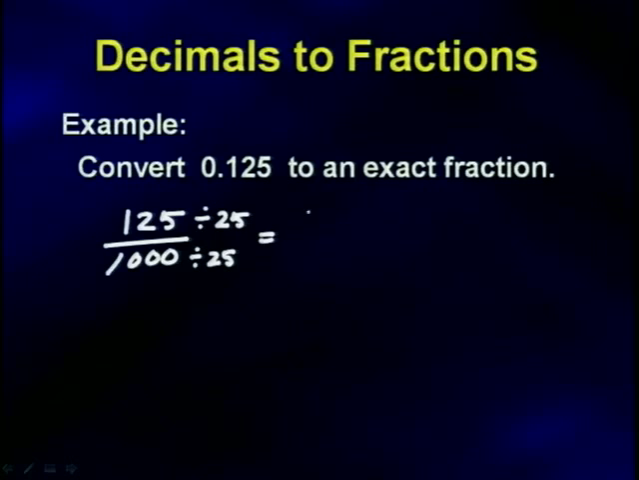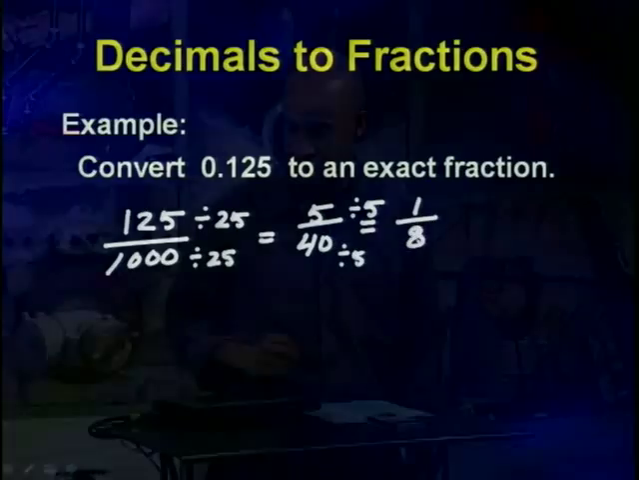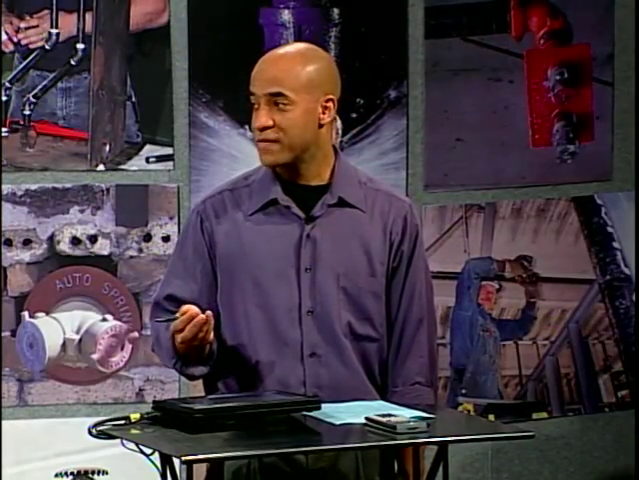25 goes into 125 5 times. And it goes into 1,000 40 times. And to reduce that again, 5 still goes into both of these. So if I divide the numerator and denominator by 5, 5 divided by 5 is 1, and 40 divided by 5 is 8. So 125 thousandths is the same as 1/8.